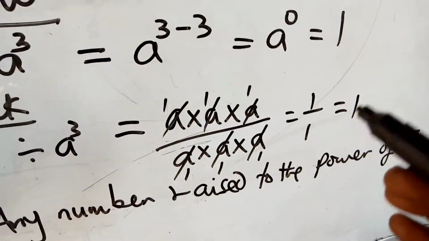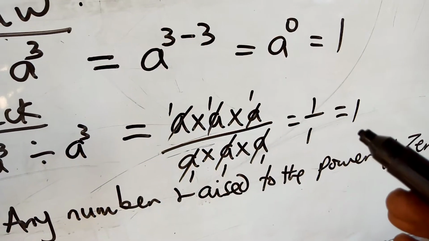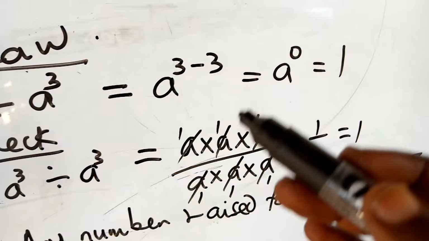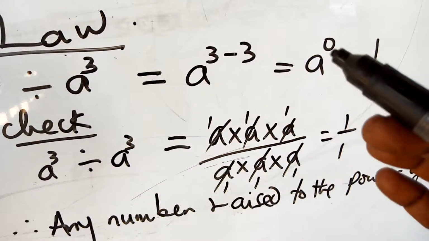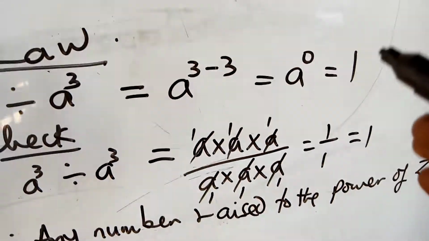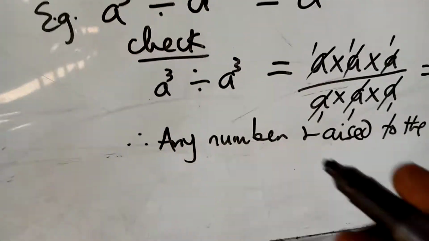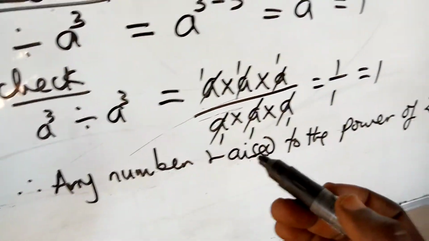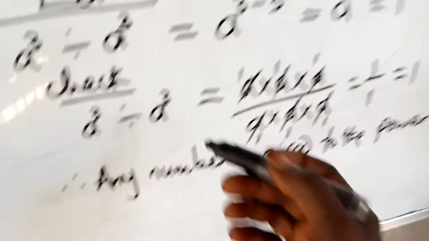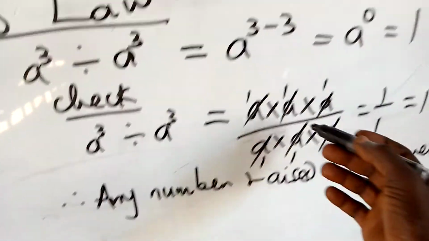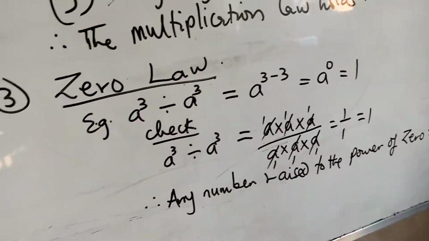Hence, since the two answers are the same, what it means is that a raised to power 0, any number raised to the power of 0, is equal to 1. It's as simple as that. Therefore, any number raised to the power of 0 is equal to 1. That is what it means. This second solution has justified the first one, right?